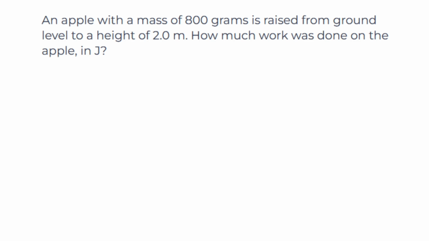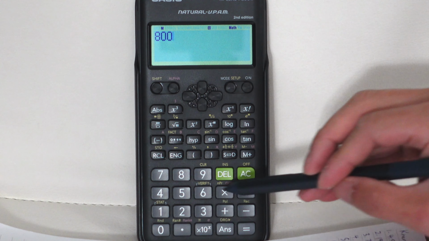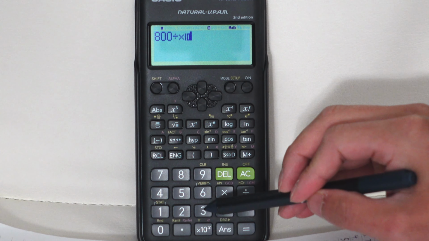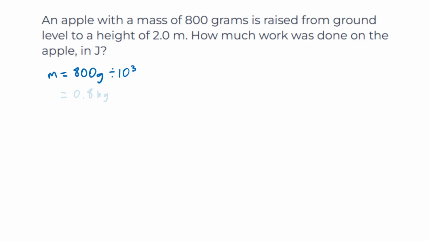The first variable that we have been given is a mass of 800 grams. We need to convert this into kilograms by adding a kilo prefix. We simply divide by 10 to the power of 3, or 1000, to add the kilo prefix. 800 divided by 10 to the power of 3 is 0.8. The mass equals 0.8 kilograms.